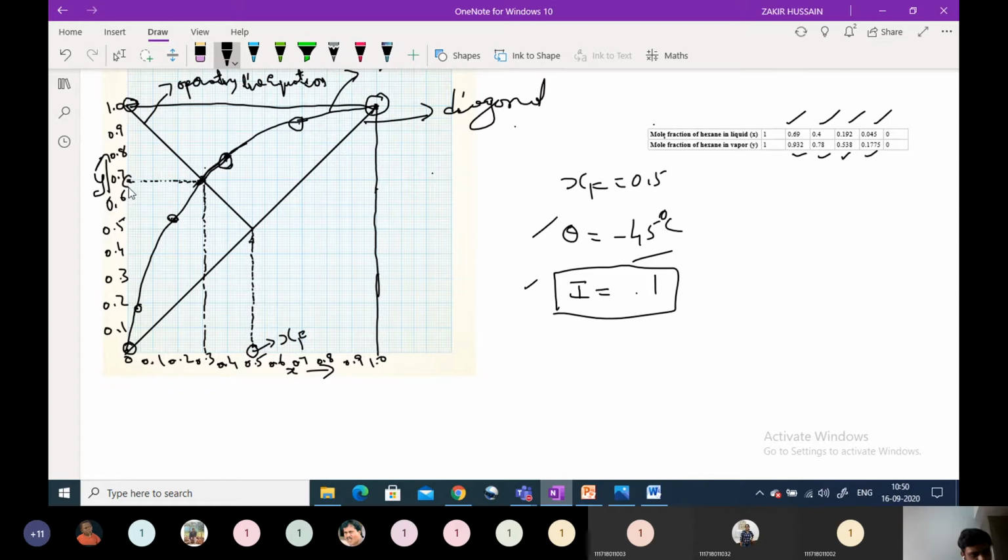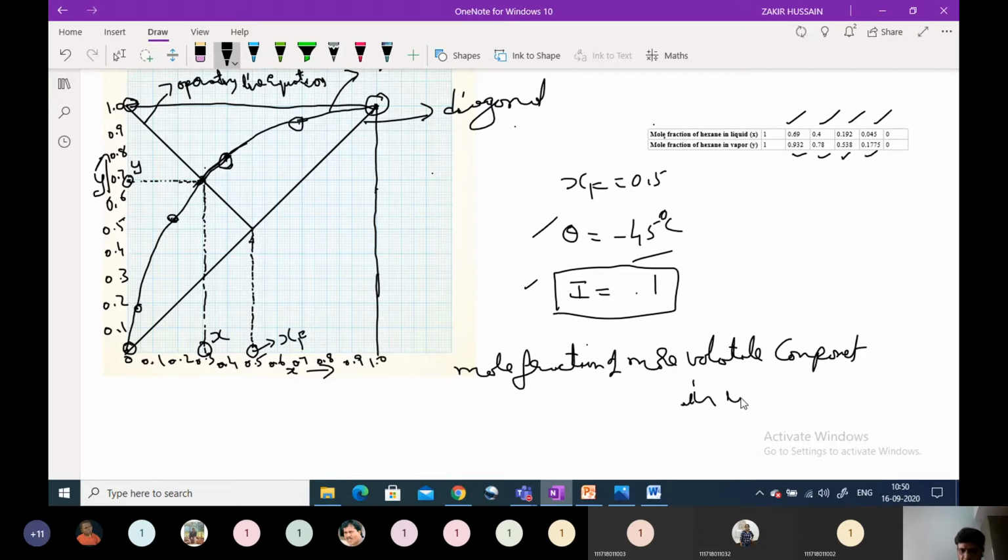If you see, this is mole fraction of more volatile component in the vapor, and this is mole fraction of more volatile component in the liquid. So from this graph we can read our values. Mole fraction of more volatile component in vapor is equal to y is equal to this point. If you see this point, this is 0.69, 0.697 you will get.